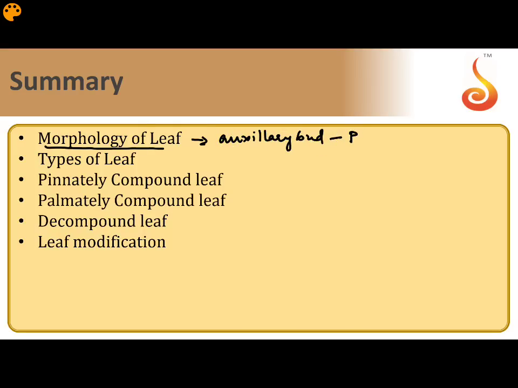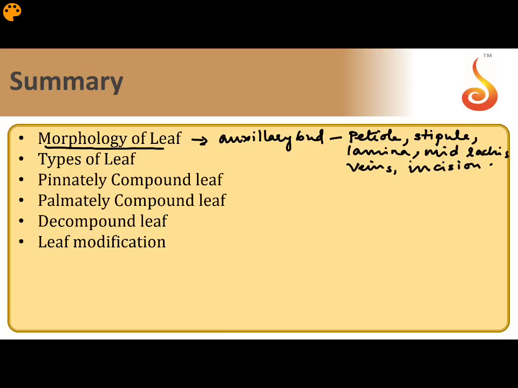At the base you can see petiole, we can see stipule and leaf lamina. In leaf lamina what do you see? We see midrib, and along with midrib we see a lot of veins. Incision may or may not be formed.